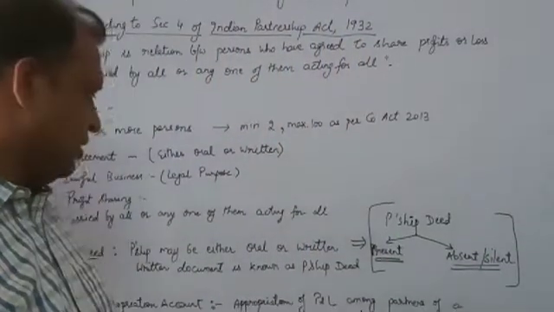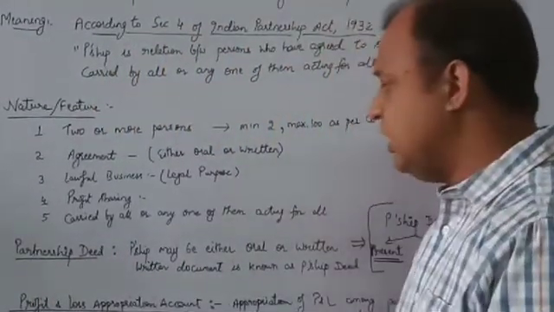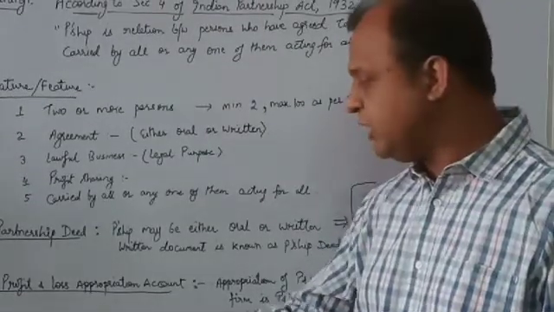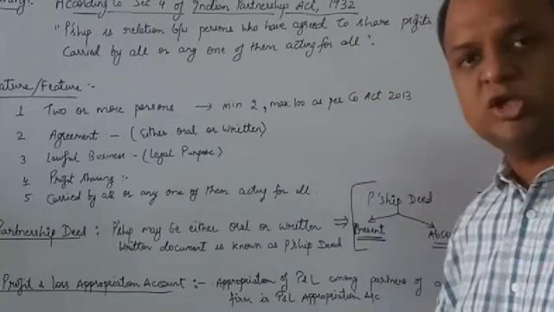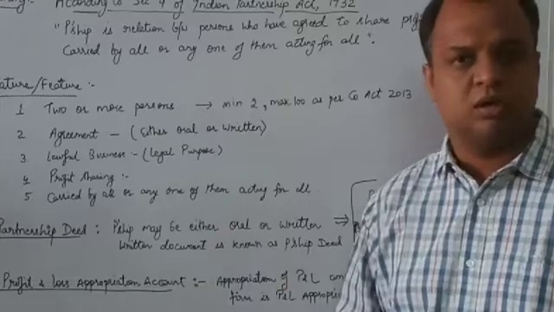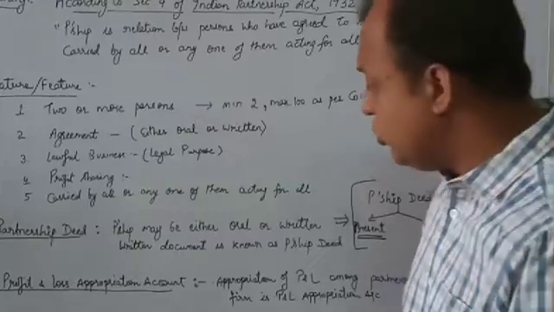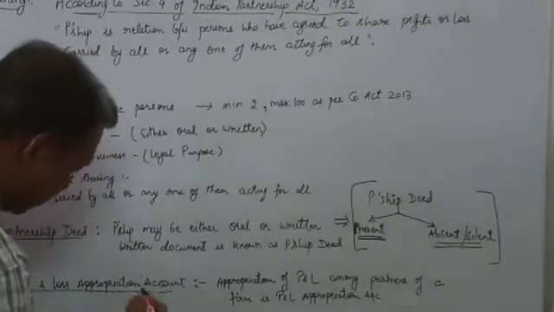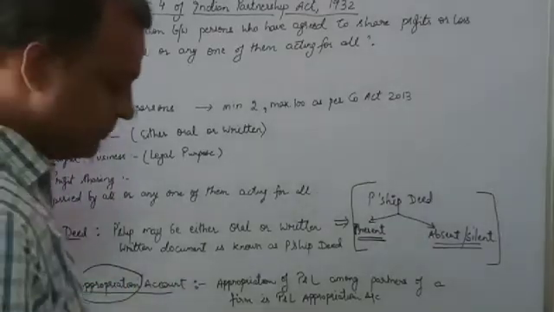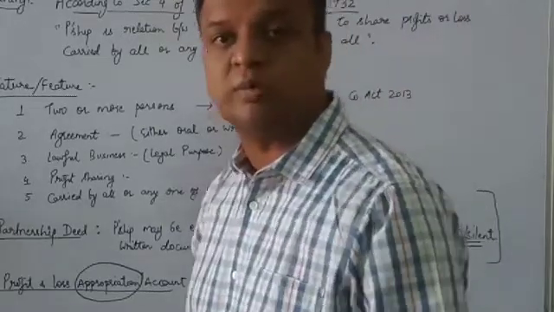Okay? After the basic discussion of the term partnership deed, now I will discuss one of the important terms of this chapter, that is profit and loss appropriation account. I hope you all know what profit and loss is. This was also studied in class 11, the P&L account. Now we will add one more term, that is appropriation. What is it? Appropriation means allocation or distribution.